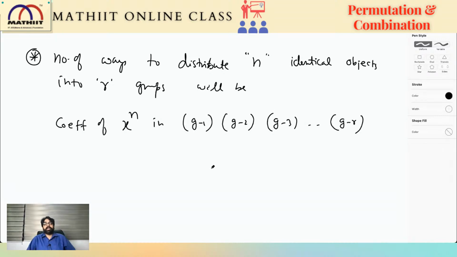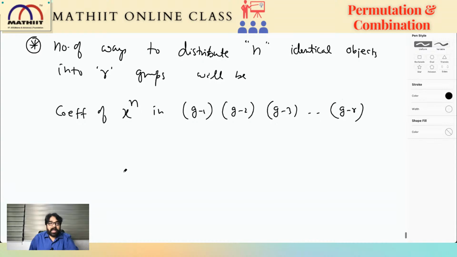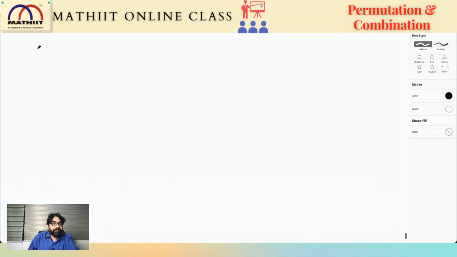I will tell you what is the meaning. This is a very perfect way of distributing identical objects or solving equations. What is the meaning? The limitation: how many objects group 1 can have. So let me explain with an example. Then only you'll understand.